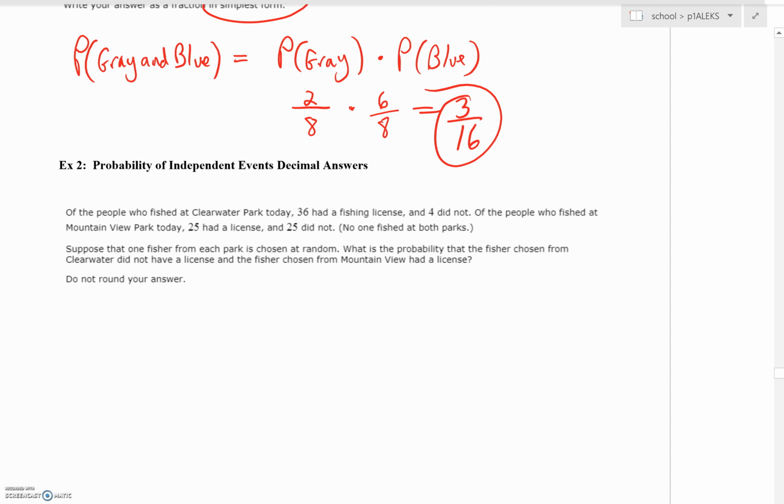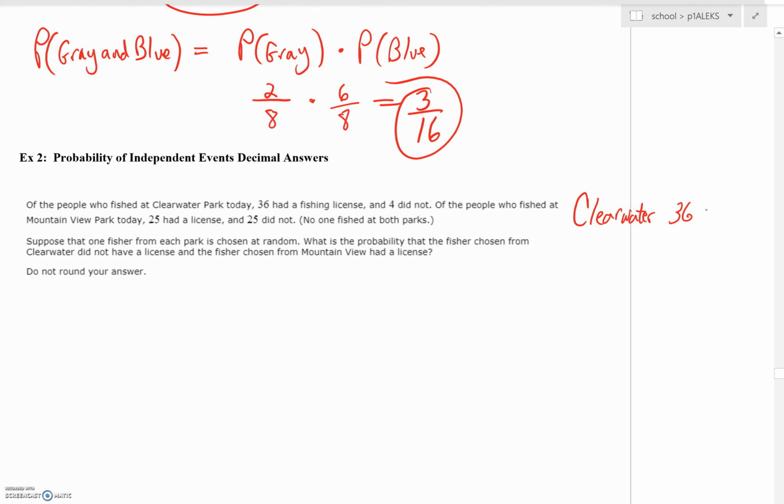Take a look at example 2. It says, of people who fished at Clearwater Park today, 36 had a fishing license, 4 did not. So we've got Clearwater, and that means we had 36 had a license, 4 did not have a license. That also means when you add them together, you're going to get 40 total. Remember, when you're dealing with probability, you're going to need to know a success all over a total.